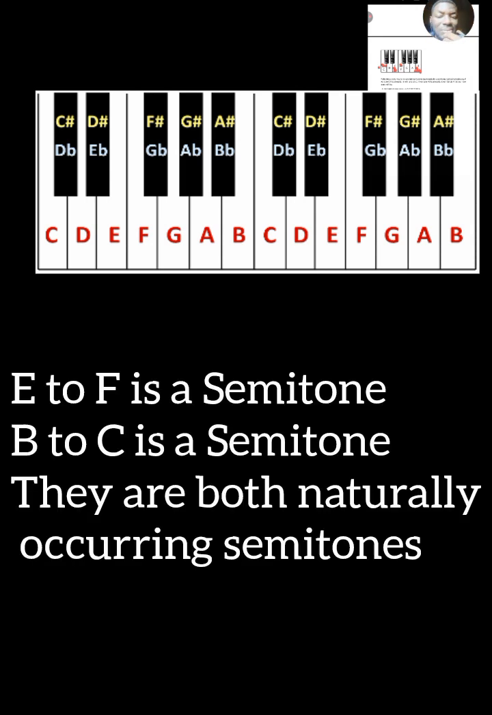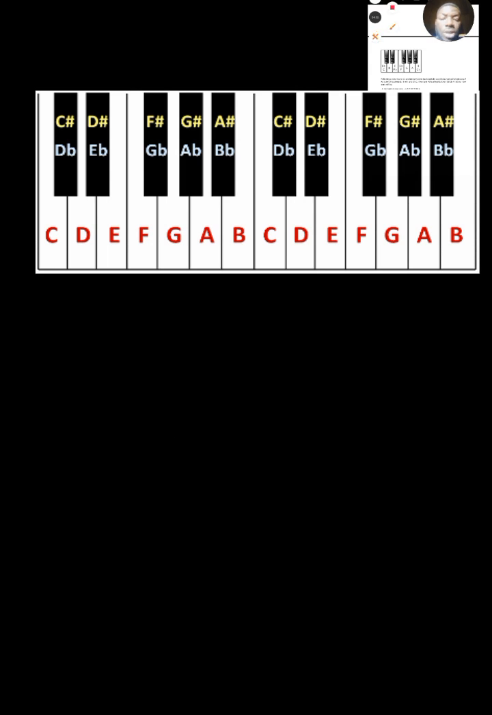All right, good. E and F is a semitone because there's nobody in between them. This keyboard is not complete, but B to C is also a semitone, because there are no notes in between them. Those are the only two naturally occurring semitones; the others will have a sharp or a flat. Do you understand?